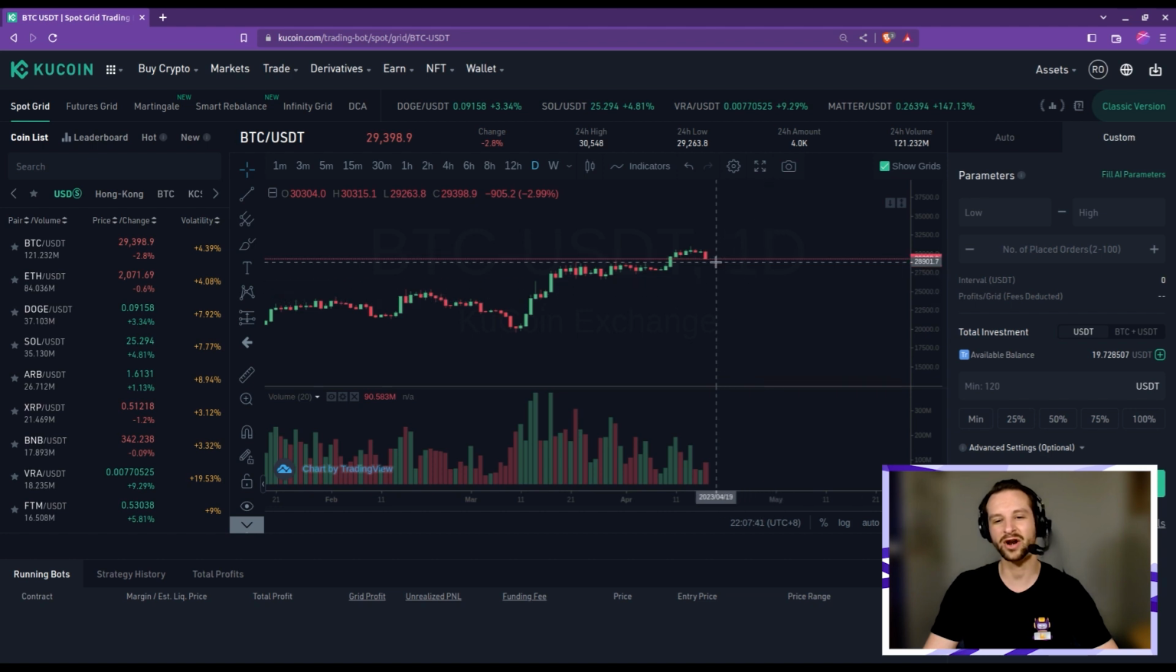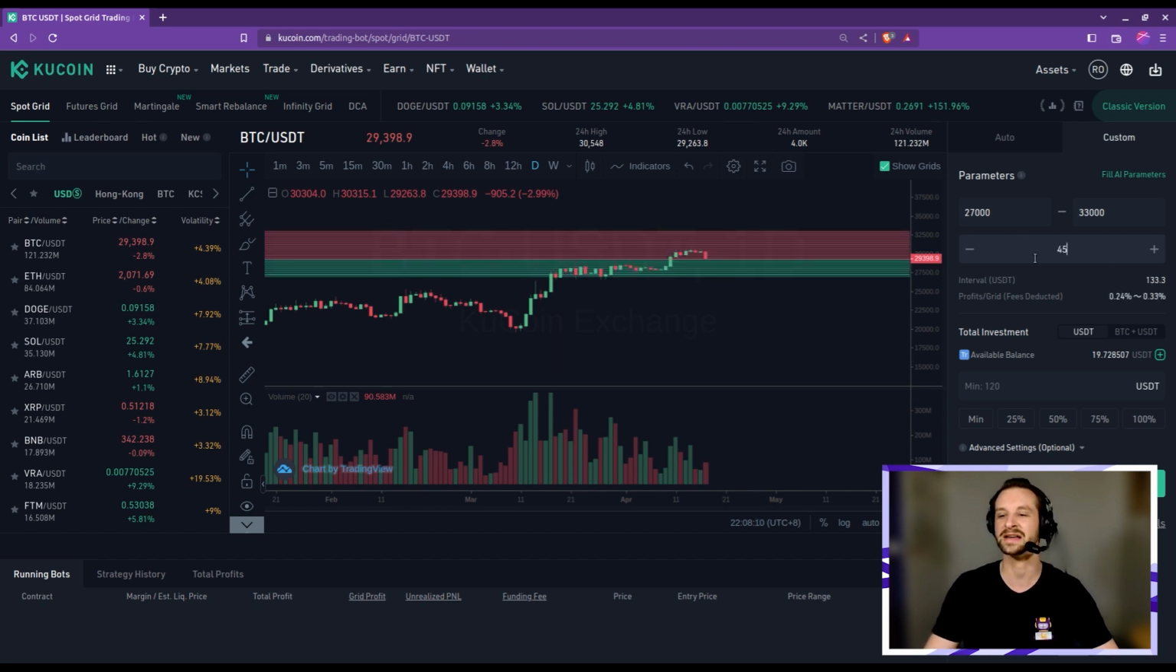Let's say for the lowest value of the grid, I'll take the lowest price of the previous resistance level, so here around 27,000. Let's say I'll put the same difference above 30,000, so 33,000. You see, it allows me to put up to 45 orders, so let me put 45. And as soon as I've written this, you can see that the grid appears.